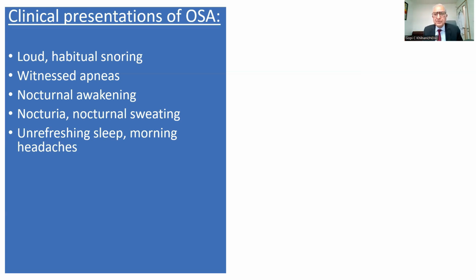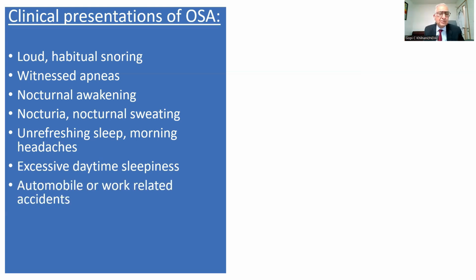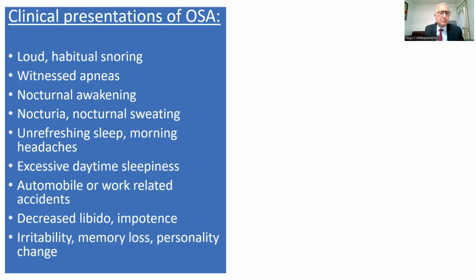and most importantly, when they wake up in the morning, they don't feel fresh. You tell them to go for a walk. They say, doctor, I don't feel like it, and then they want a cup of tea or coffee. There is early morning grogginess and headache. And of course, daytime somnolence is the most important. And in the United States, the most common cause of car accidents is actually sleep apnea. And there is decreased libido and impotence, and the person is irritable, with memory loss and personality change.